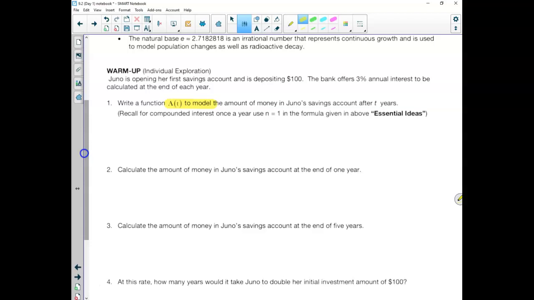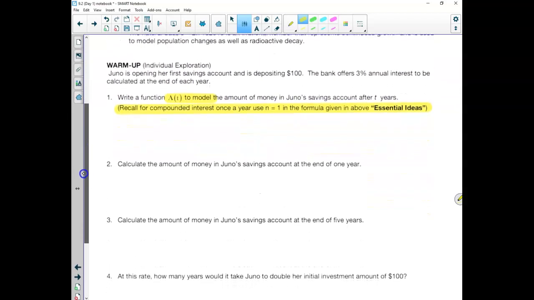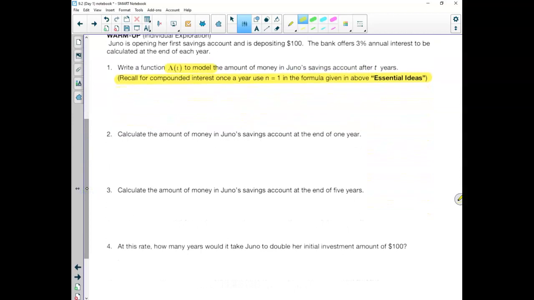And recall the compound interest once a year uses n equals 1. The formula above is in the essential ideas. I highlighted it above. So why don't you hit pause, do numbers 1, 2, 3, and 4? In number 4, you're going to have to use Desmos to find the intersection or guess and check.